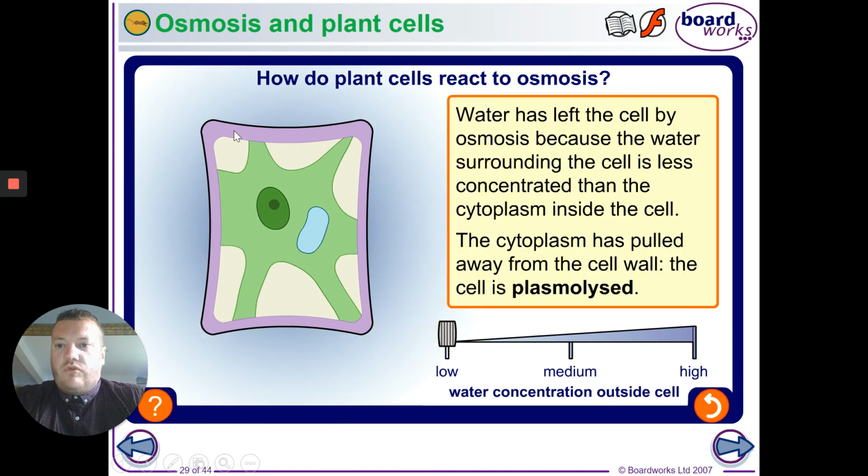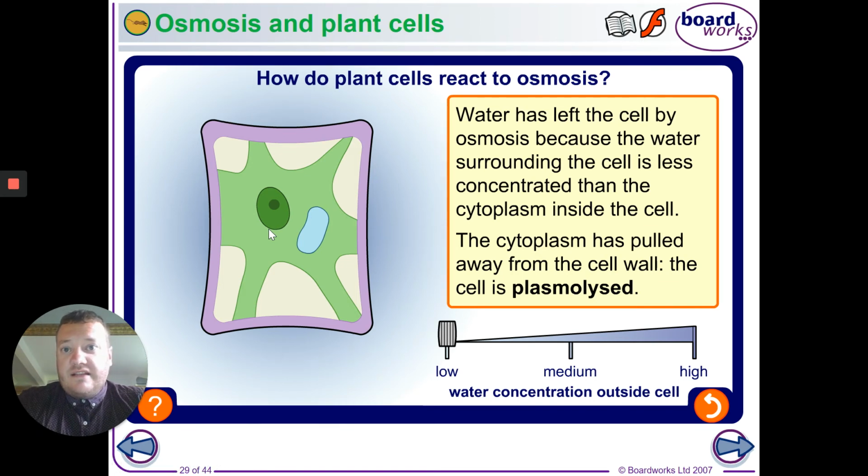If I reduce water concentration outside the cell, water is going to leave the plant cell and go to the outside of the cell where there isn't a high concentration of water. Now, what that causes to happen is this. Water's left the cell because there's less water in the surrounding tissue, and the cytoplasm has pulled away from the cell wall. We say that it's plasmolysed, okay? But it's slightly out of shape, but it's pretty much got its shape still.